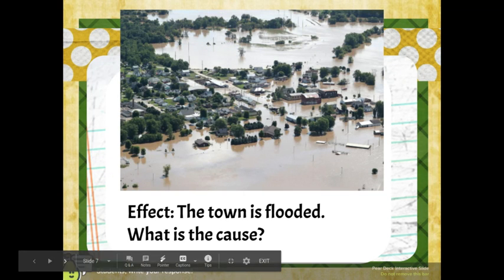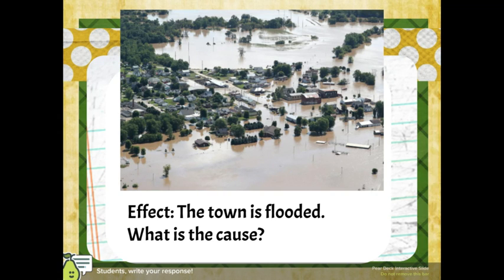Take a look at this picture. The effect is the town flooded. But what could the cause be? Think about it for a second. What could have caused that town to flood? If you said something like a really large rainstorm, or maybe a hurricane came into the area, or maybe a dam or a levee close by broke and the water rushed out and flooded the town, those could all be possible causes.